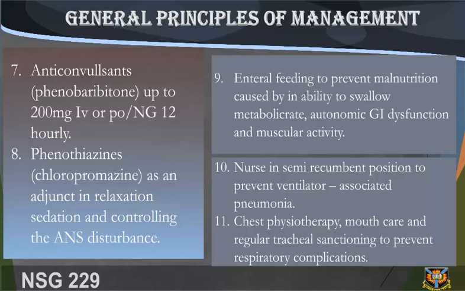8. Phenothiazines, chlorpromazine as an adjunct in relaxation, sedation and controlling the ANS disturbance. 9. Enteral feeding to prevent malnutrition caused by inability to swallow, increased metabolic rate, autonomic GI dysfunction, and muscular activity. 10. Nurse in semi-recumbent position to prevent ventilator-associated pneumonia. 11. Chest physiotherapy, mouth care, and regular tracheal suctioning to prevent respiratory complications.